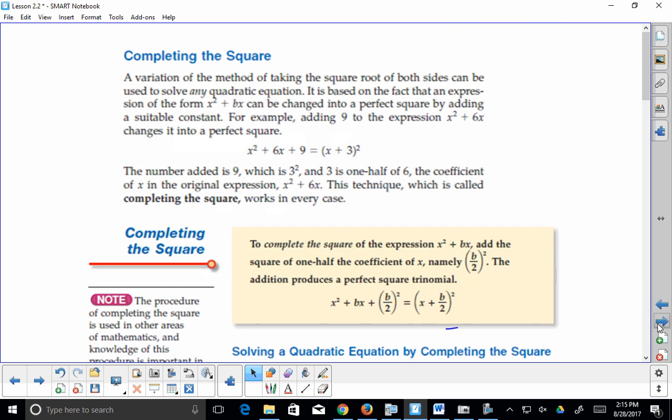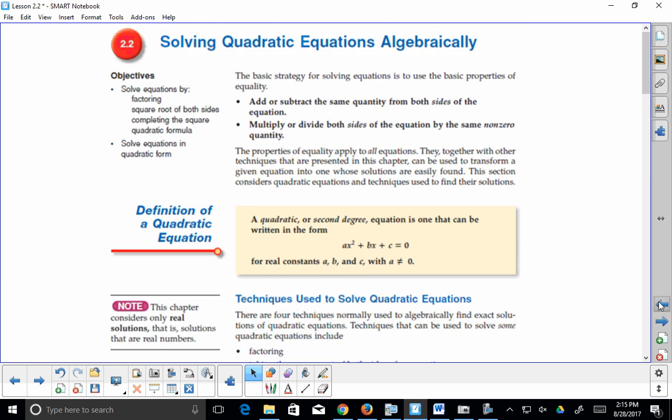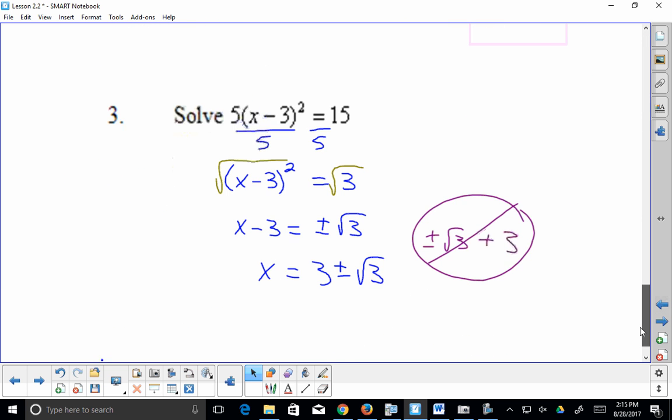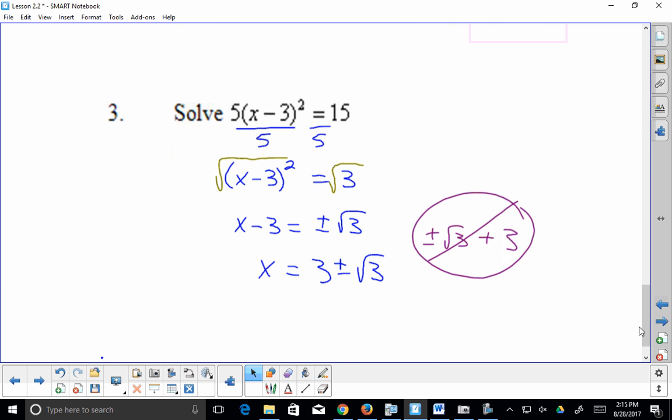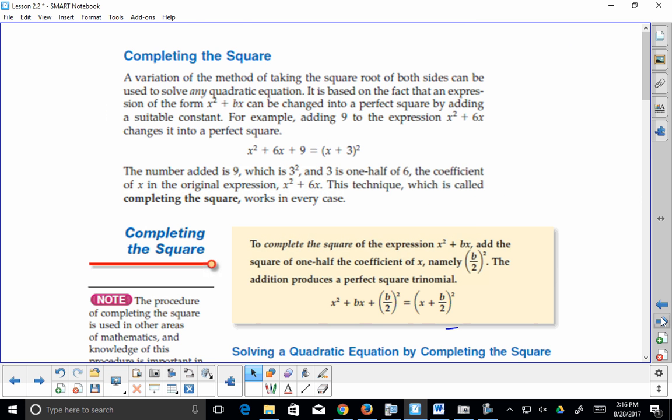Okay. Completing the square. Remember, when we're completing the square, we want to get something that looks like the problem we just did, so that we can take the square root of both sides. That's the whole purpose for completing the square. One reason is when we have a quadratic function and we're trying to find the vertex. The other reason is when we're solving equations and we want to get it so that we can just take the square root of both sides, like we did in the second step here.